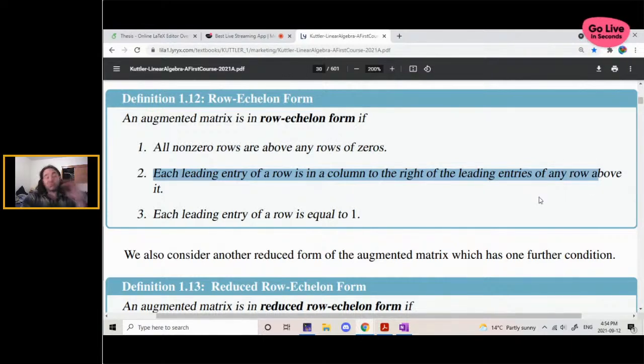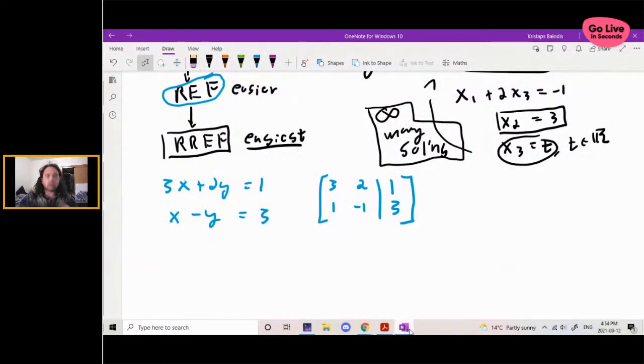I realize that one's worded a little trickier, right? This one's a little harder to process. So each leading entry of a row is in a column to the right of the leading entries of any row above it. So let's check, right? What's our first leading entry here? We look at our first row. Our leading entry is the first entry which is not 0, and that is just the first entry, 3. And it's got to be to the right of any leading entries in any rows above it, but there's no rows above it. So there's really nothing to check here.